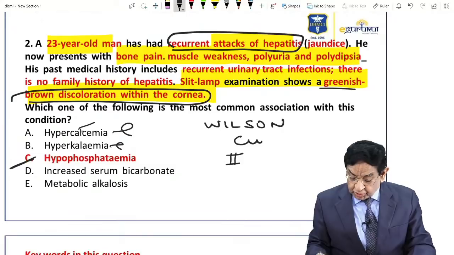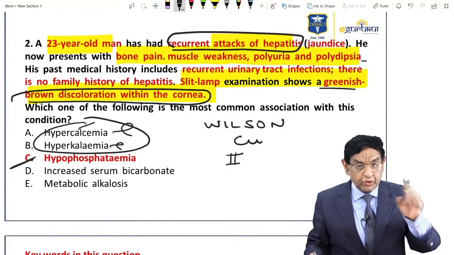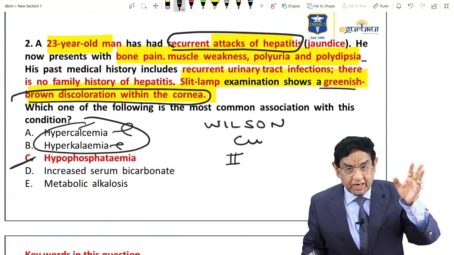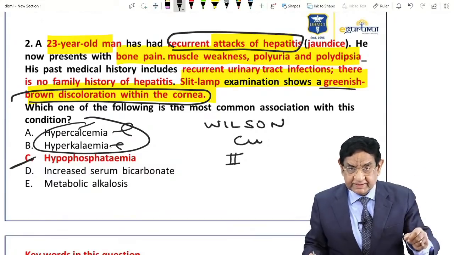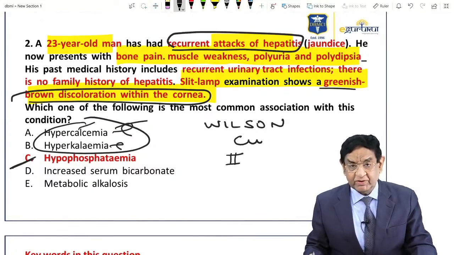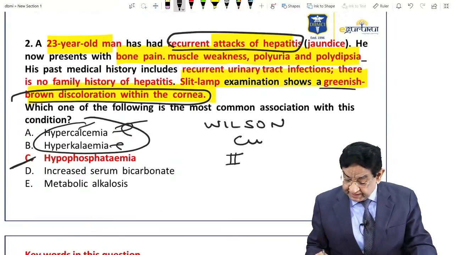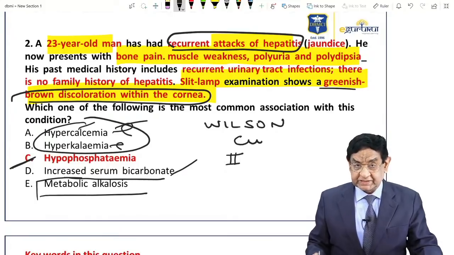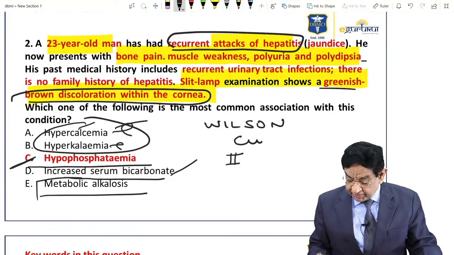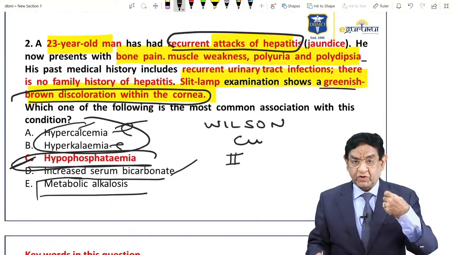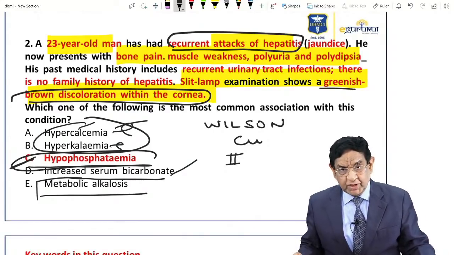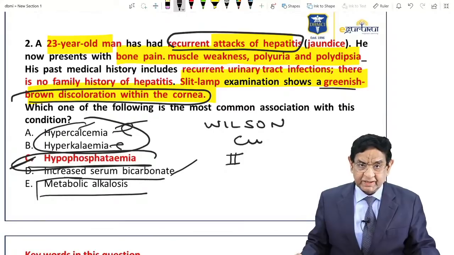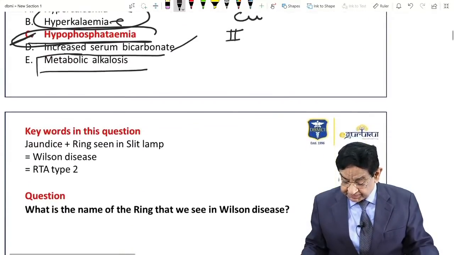So this is talking about the blood or serum. Potassium is leaking out in the kidney, so the blood level goes down. Same with calcium, the level goes down in the blood. Increased bicarbonate? No, bicarbonate is getting reduced, it is also getting filtered. Metabolic alkalosis? No, metabolic acidosis is occurring. Yes, hypophosphatemia, because phosphate is being lost. So we have ruled out the others, and now we are very clear that hypophosphatemia occurs.